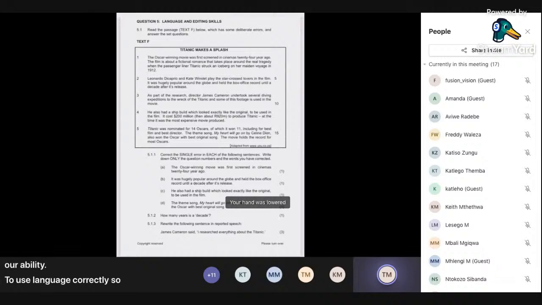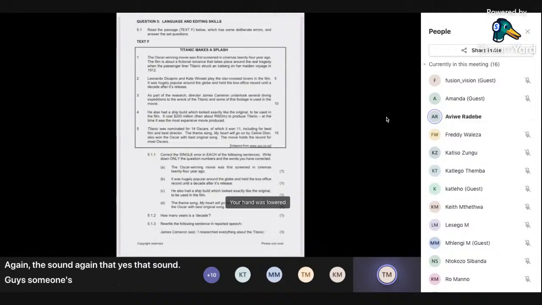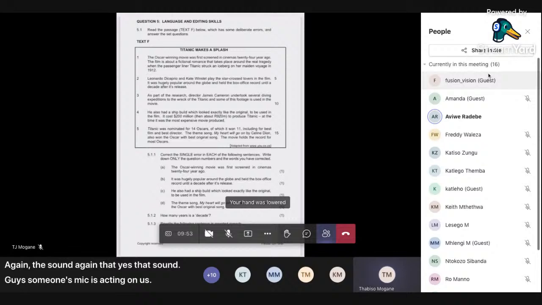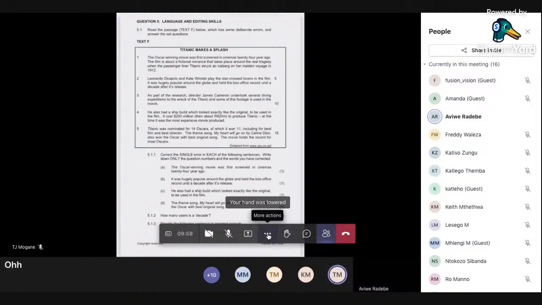So please be very careful that when we go through this, again the sound, yes, that sound. Guys, someone's mic is acting up on us. Because the slightest disturbance.